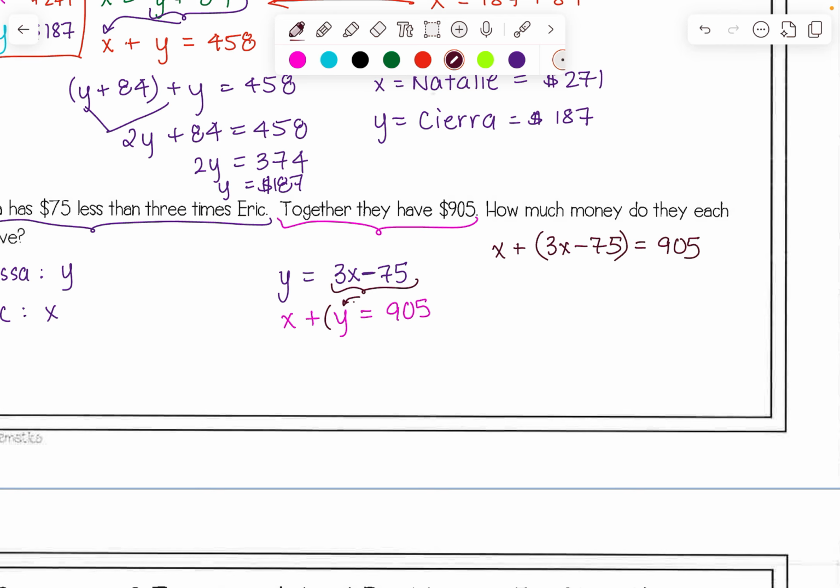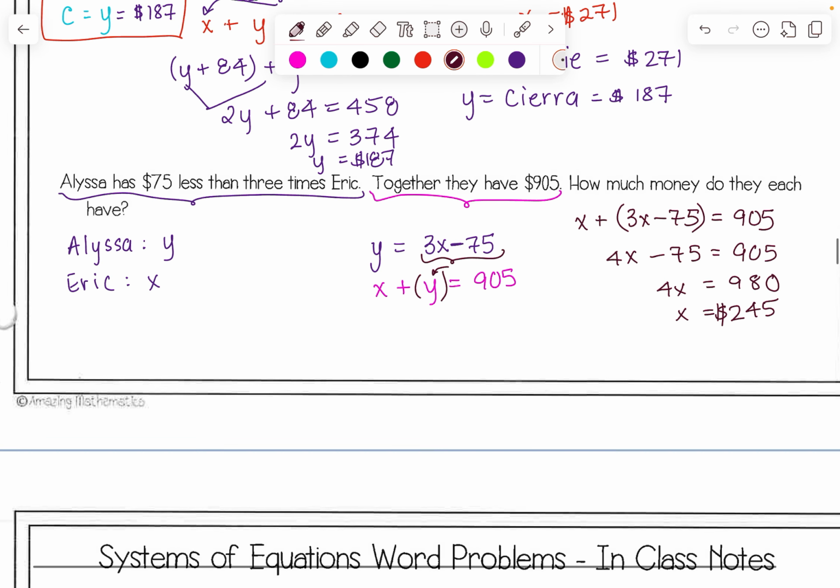Combine like terms. 4x minus 75 is equal to 905. Add 75 to both sides, and you get 980 on the right-hand side. Divide both sides by 4 and x is equal to $245. That means Eric has $245. Now let's find out how much Alyssa has.